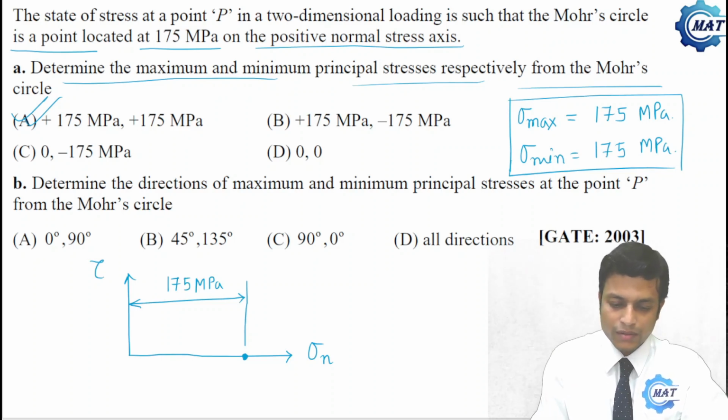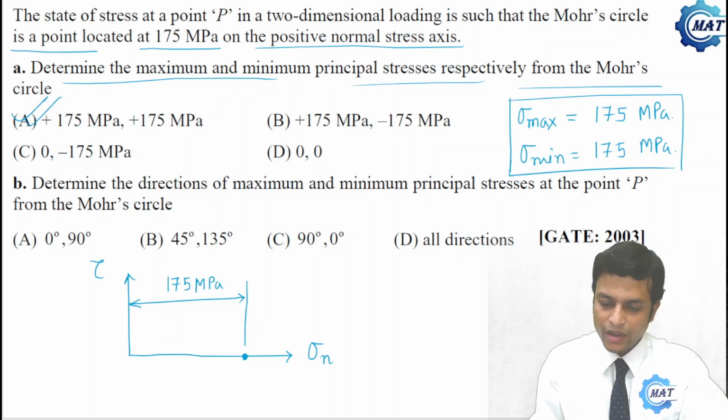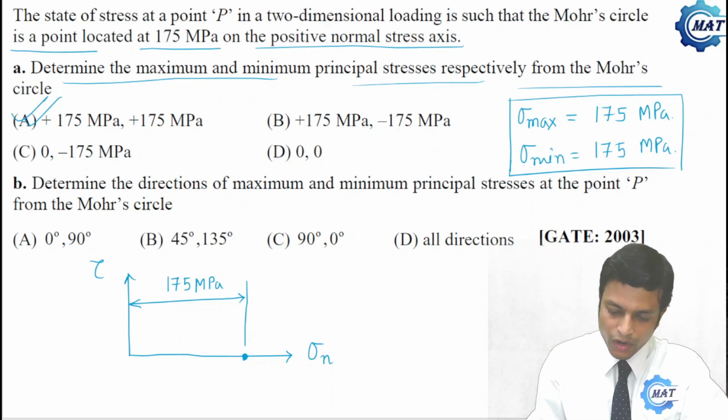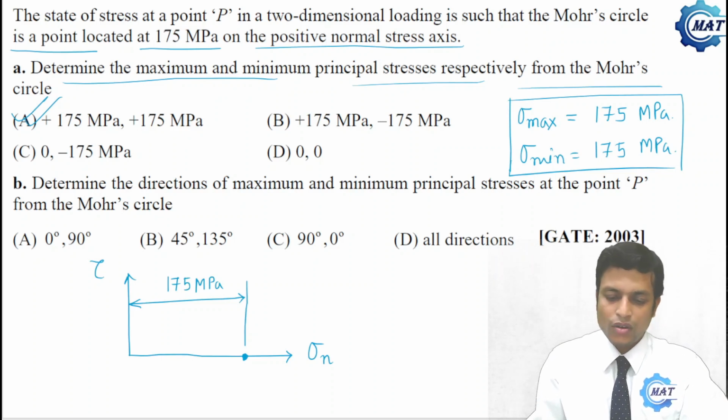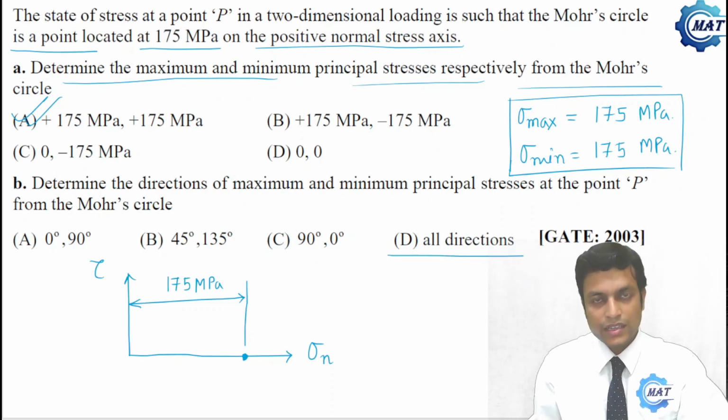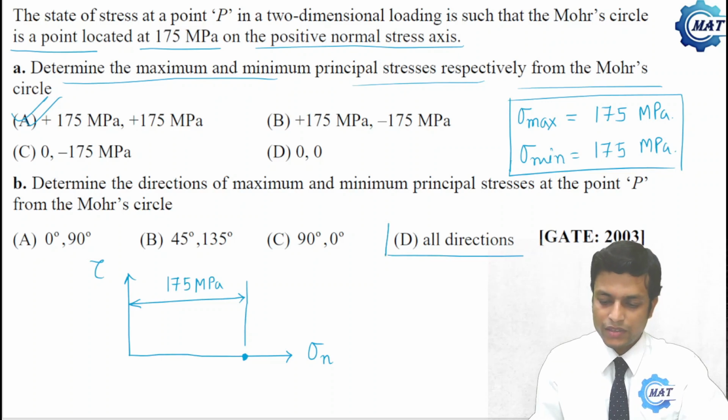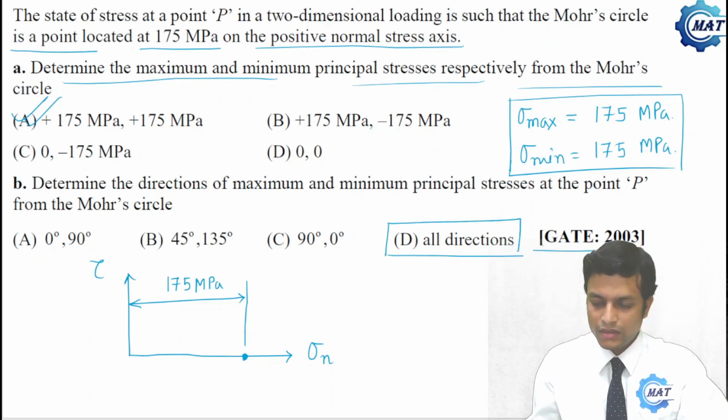Now the second one. Determine the directions of maximum and minimum principal stresses at the point P. Because here the Mohr circle is a point, all direction stress values are the same. That is, all directions are principal planes. So this is from GATE 2003.